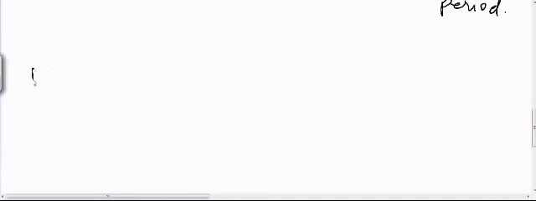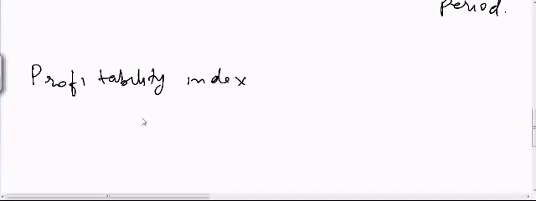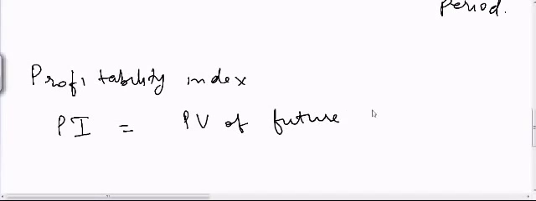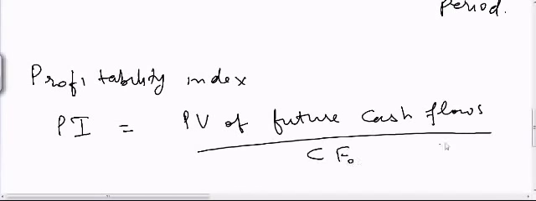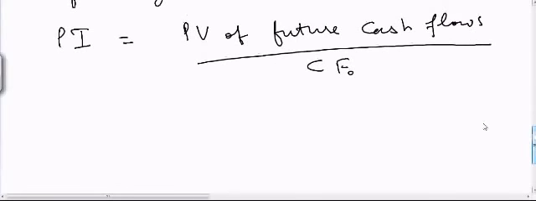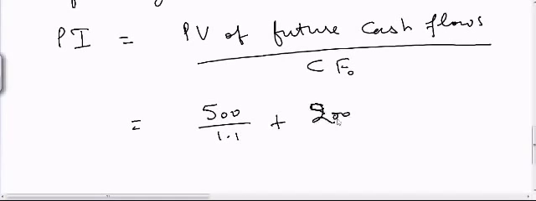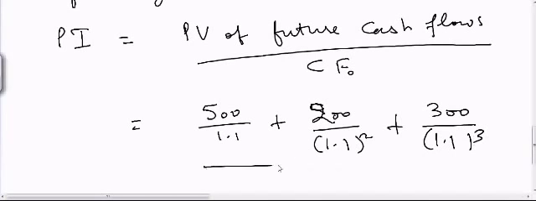And the next definition is the profitability index. So what is the profitability index? It's pretty easy. It's equal to the present value of future cash flows divided by your current cash flow. So in the same example, it would be 500 divided by 1.1 plus 200 divided by 1.1 squared plus 300 divided by 1.1 cubed, and all divided by 1000. That will be equal to your profitability index.